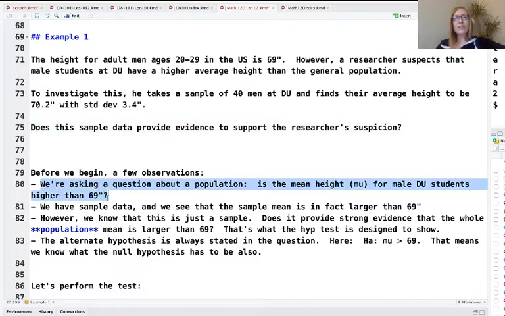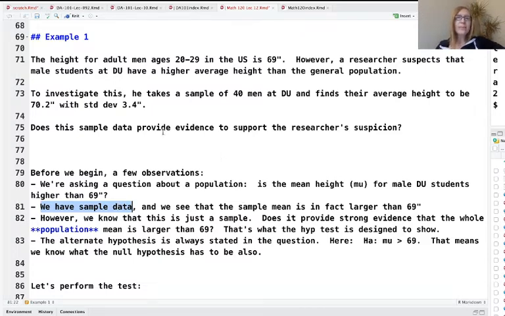This hypothesis test, just like any, is a question about a population. We're asking a question about a population. That's what hypothesis tests do. In particular, here, the question that we're asking is, is the mean height, mu, for male Denison students larger than 69 inches? That's the question we're asking. And just like in any hypothesis test, we've got some sample data. We're going to use that sample data to answer the question.